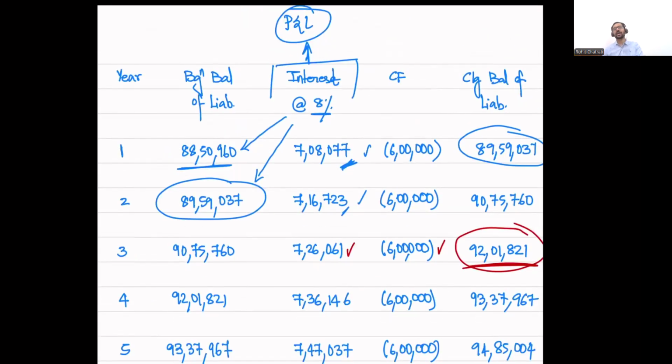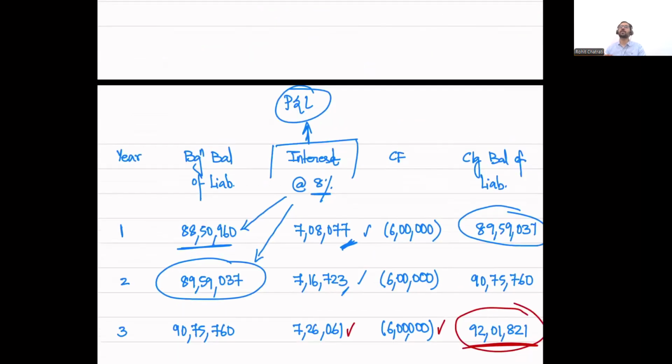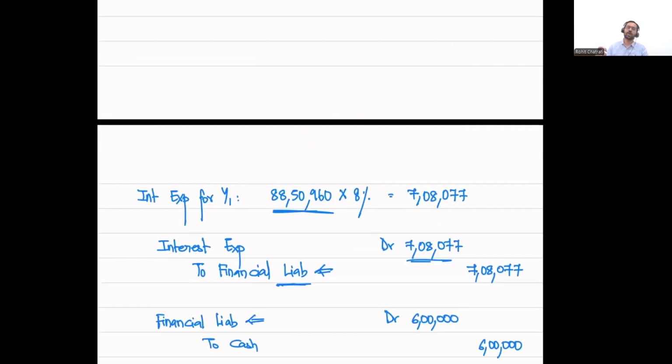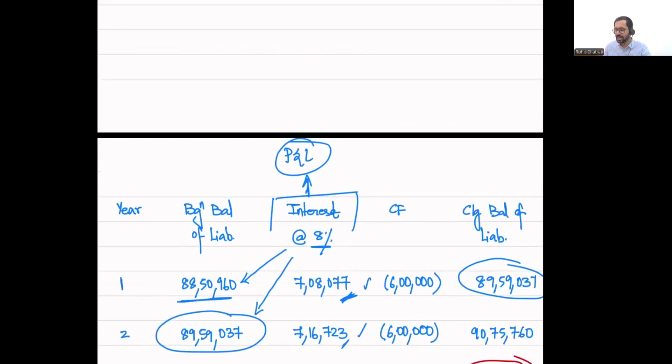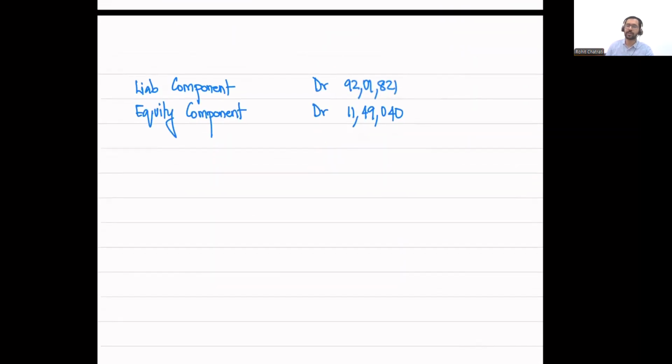That became 92 lakh 1,000 at the end of third year. The liability value changes every year, but the equity component value does not change every year. Whatever you recognized at the beginning of year zero, at the time of issuing the debentures, the same value exists at the end of year three as well, and therefore you debit it at 11 lakh 49,040.